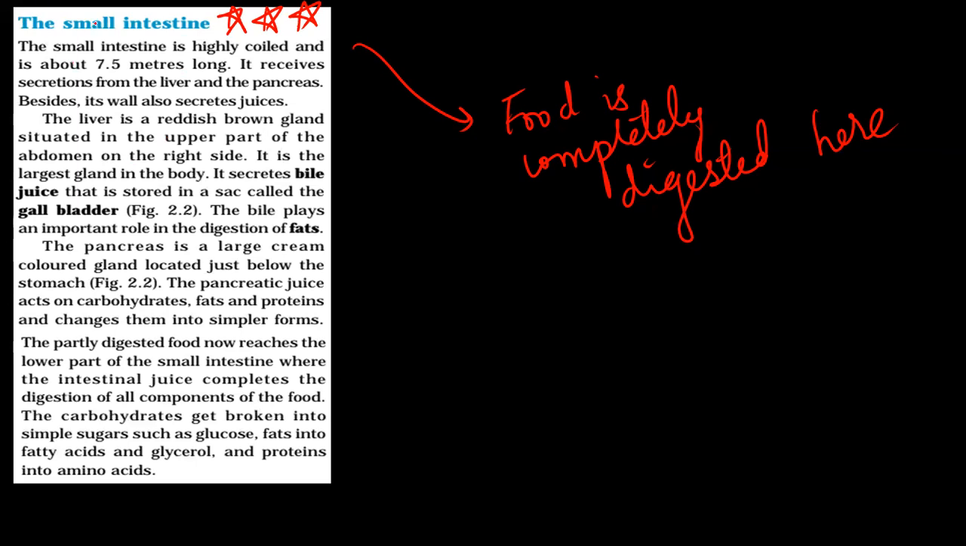So the small intestine, though it is called small intestine, is very long, 7.5 meters long, longer than the large intestine. The large intestine is only 1.5 meters long. So 6 meters longer the small intestine is, yet it is called small intestine. It receives some secretions from the liver and pancreas. So as I said, there are glands, right? Liver, we have pancreas. Salivary glands, we completed. Gastric glands, completed. We also have intestinal glands.